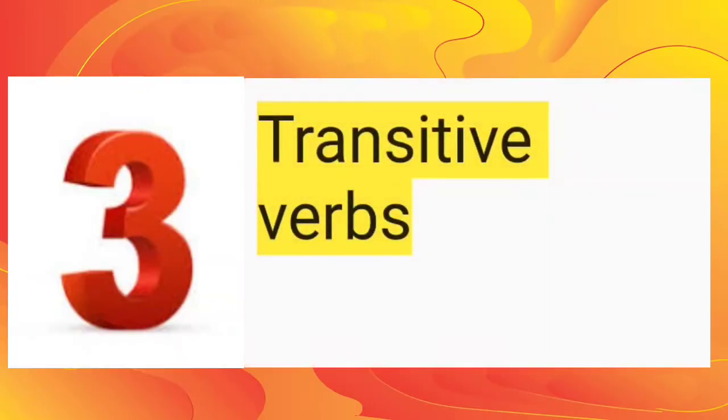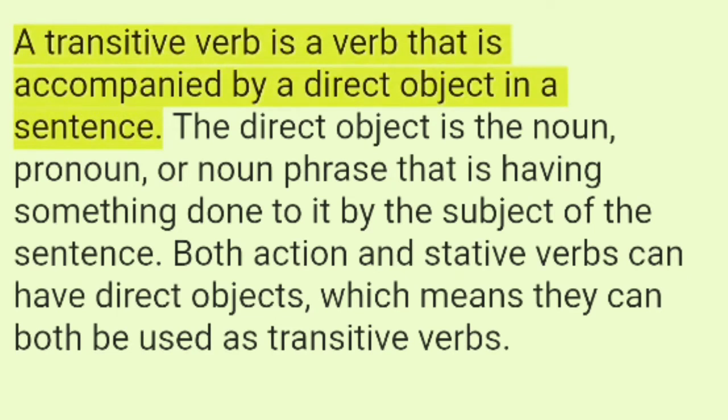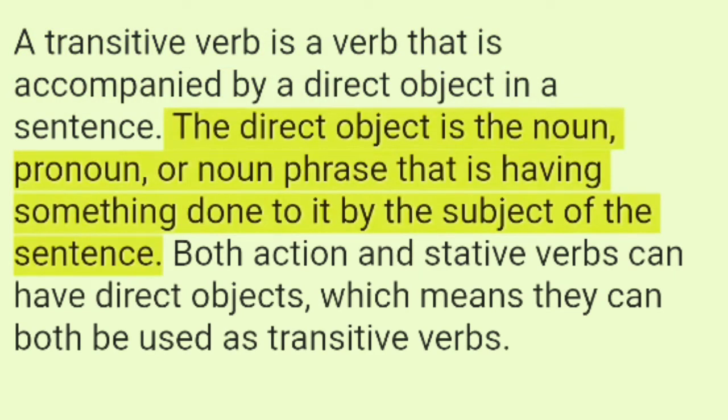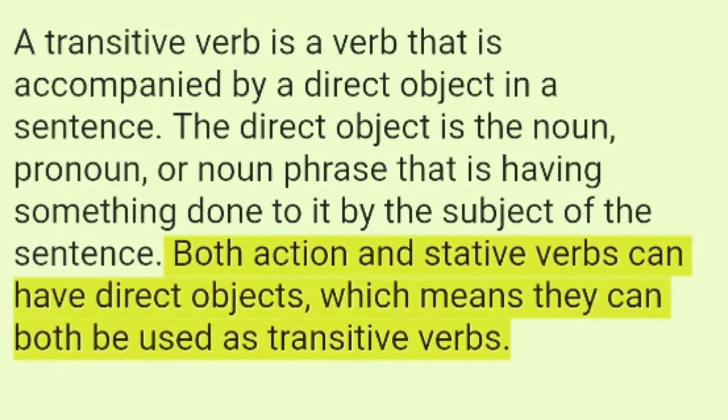Transitive verbs. A transitive verb is a verb that is accompanied by a direct object in a sentence. The direct object is the noun, pronoun, or noun phrase that is having something done to it by the subject of the sentence. Both action and stative verbs can have direct objects, which means they can both be used as transitive verbs.